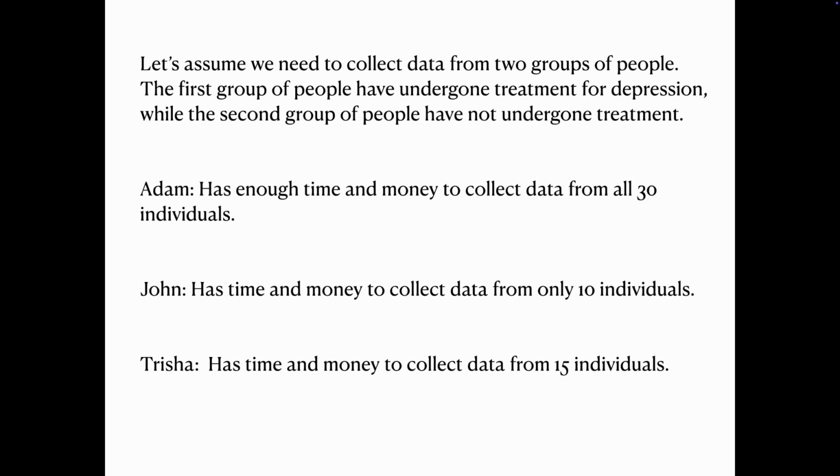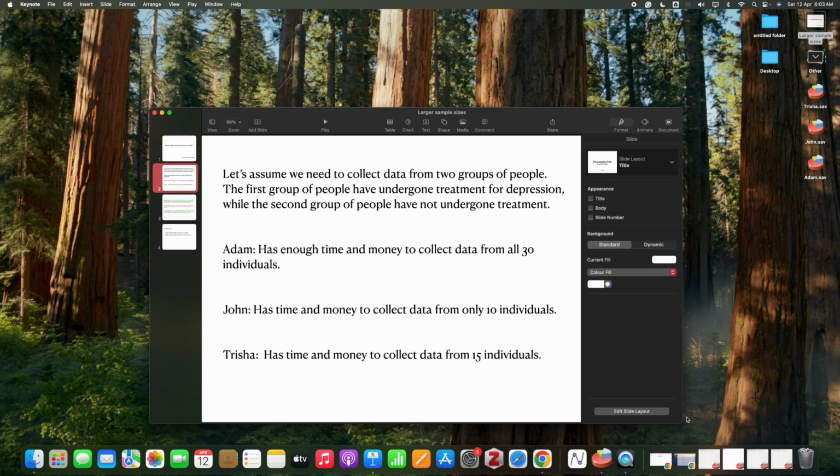We have three researchers here. We have Adam, John, and Trisha. Adam has enough time and money to collect data from all the 30 individuals. This is the entire population, by the way. John, on the other hand, has time and money to collect data from only 10 individuals, whereas Trisha has time and money to collect data from 15 individuals. So let's go ahead and see what kind of results they get.